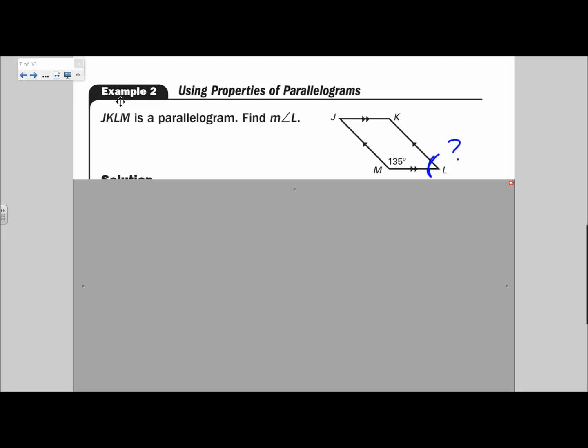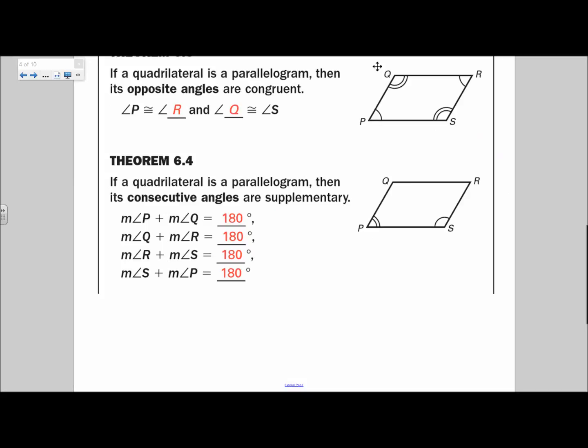Okay, so how did you conclude that these two add up to be 180? What theorem are you using? What theorem? 6.5, 6.10, 6. What? So what theorem out of the 4 I just showed you? 6.4. Let's look at theorem 6.4. If a quadrilateral is a parallelogram, then its consecutive angles are supplementary. Supplementary means 180. So Ellen is actually absolutely right.